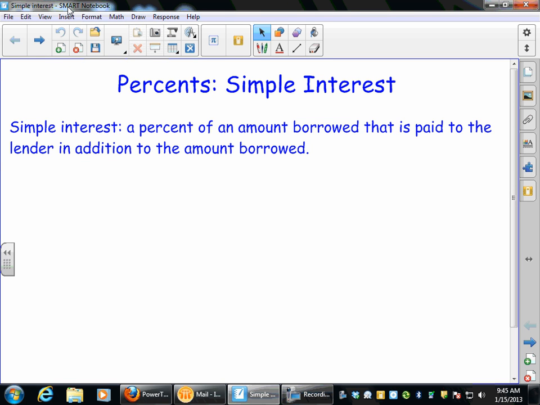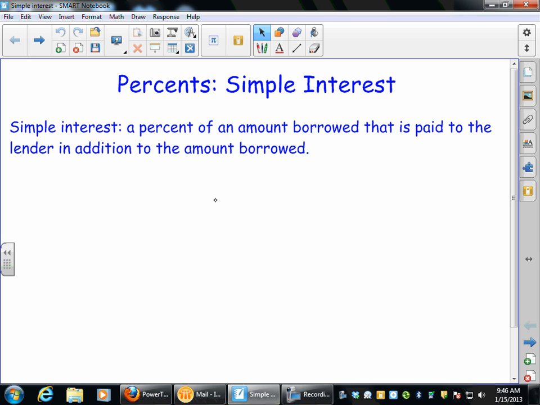Today's percent problems are on simple interest. So first, obviously, we need to know what is simple interest. Simple interest is a percent of an amount borrowed that is paid to the lender in addition to the amount borrowed. In other words, if I go to the bank and I ask to borrow $1,000, they're not just going to say, okay, here's $1,000, pay us back whenever you can.